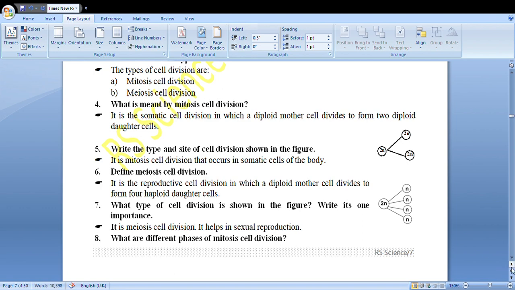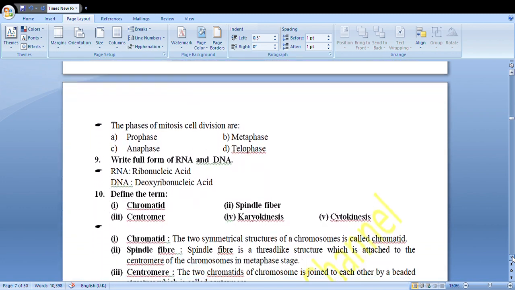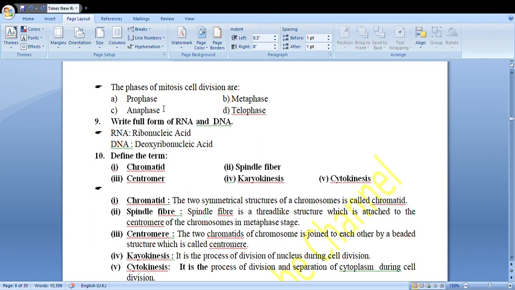What are different phases of mitosis cell division? The different phases of mitosis cell division are prophase, metaphase, anaphase, and telophase. What is the full form of DNA and RNA? RNA is ribonucleic acid, DNA is deoxyribonucleic acid.